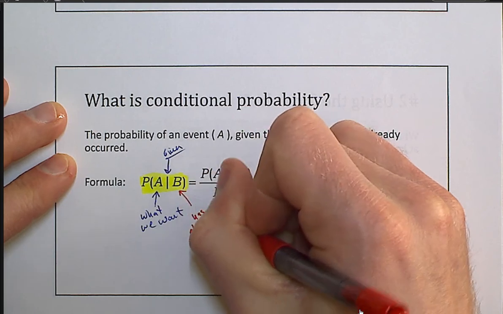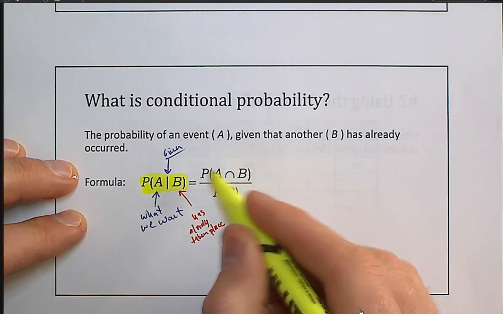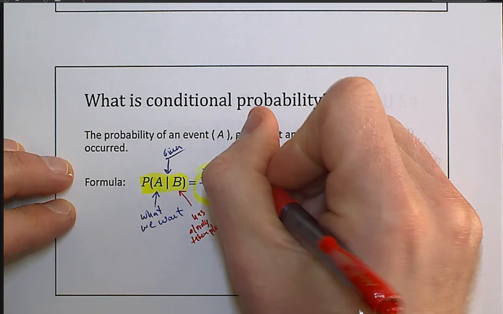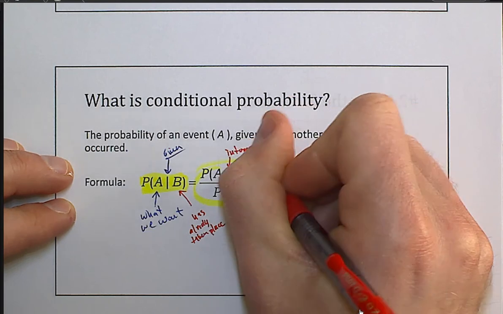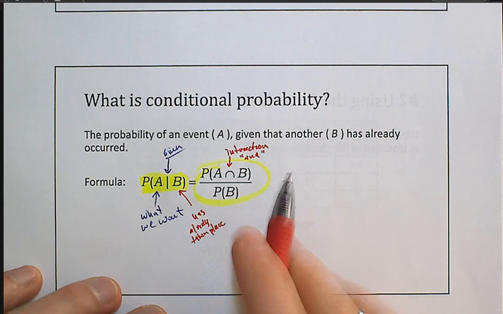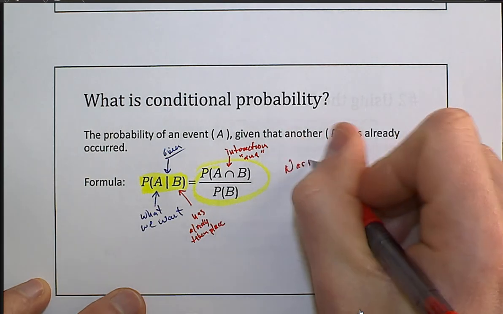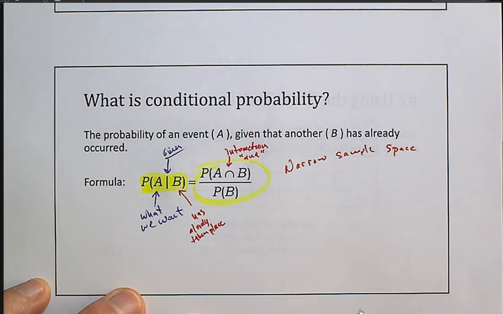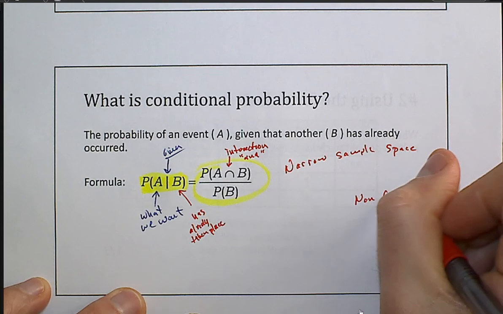Okay? Now, this right here is quote unquote the formula. And this symbol means intersection. A lot of people just say and, use the word and: the probability of A and B divided by the probability of B. What we're doing is we're narrowing our sample space.